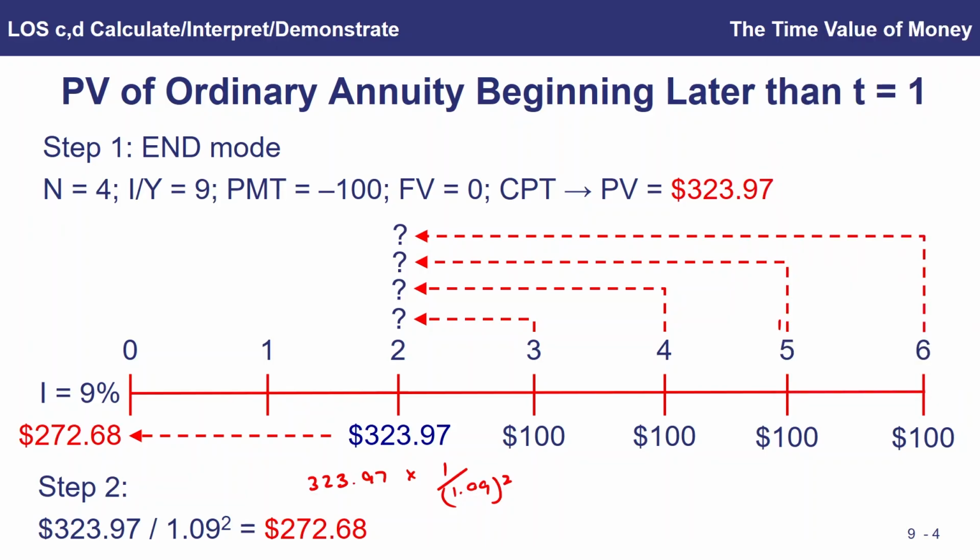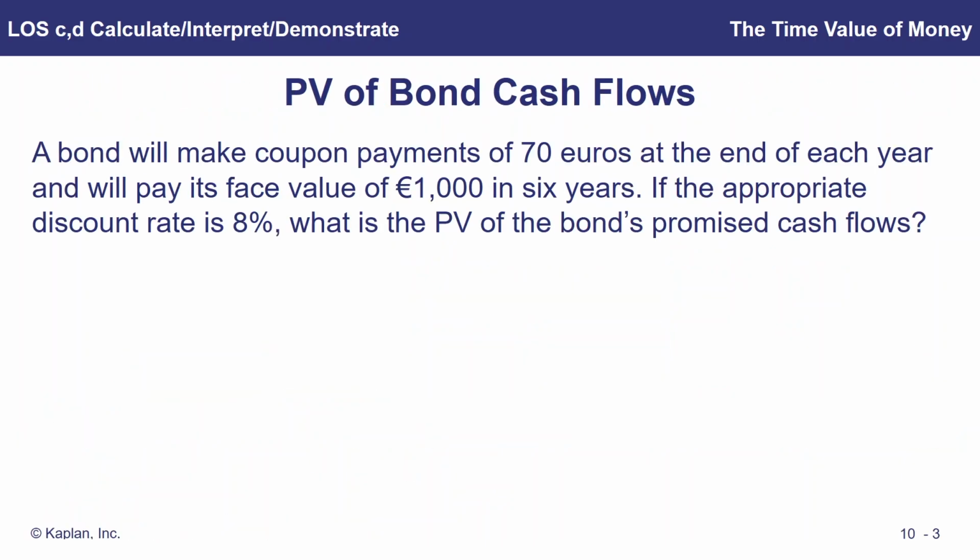Lovely, so there is the present value of an ordinary annuity. Now, present value of bond cash flows. As I've already touched on, a bond is simply an annuity followed by a final payment, a future value, that's equal to the par value. So we've got a bond here that has a coupon of 70 euros at the end of each year and then pays its face value back in 6 years' time.